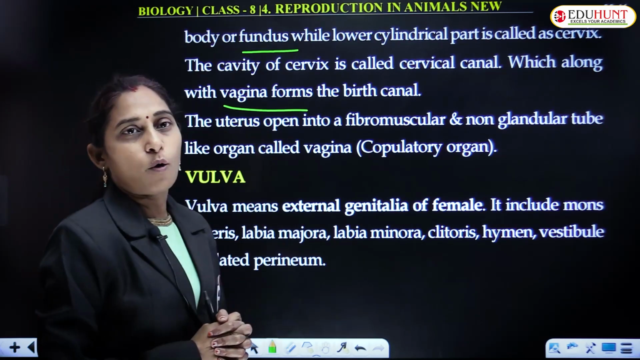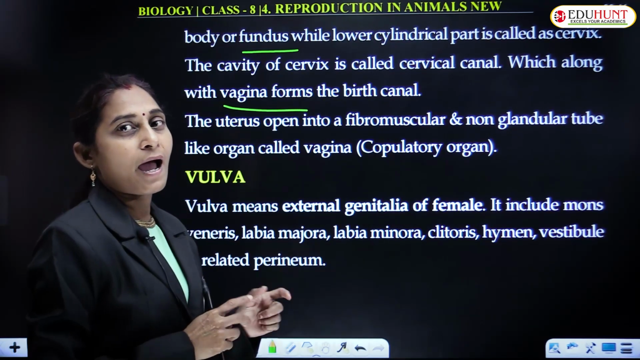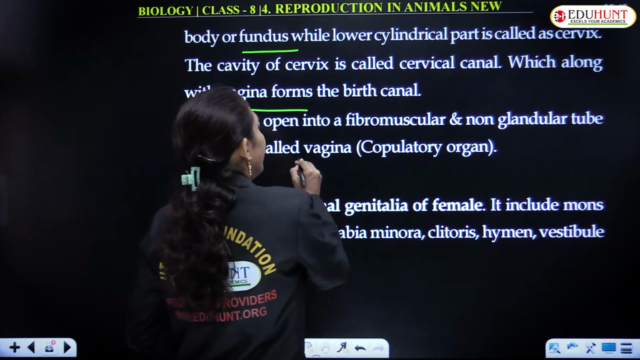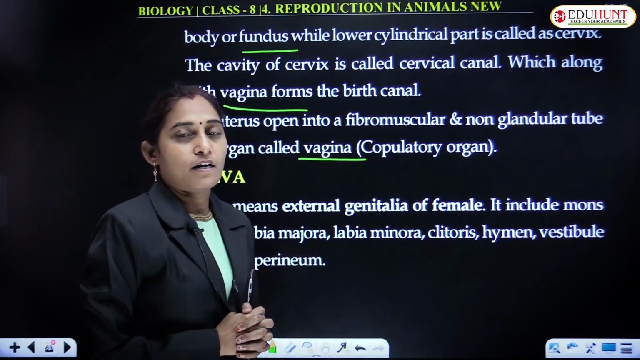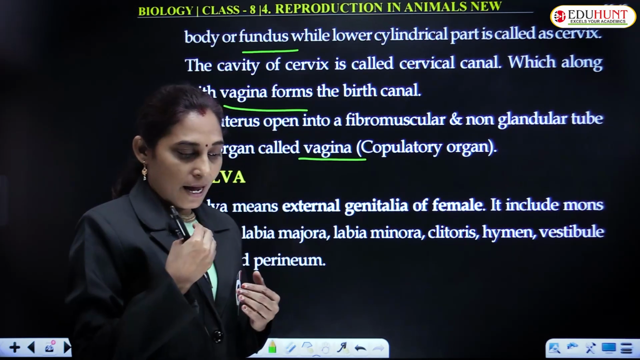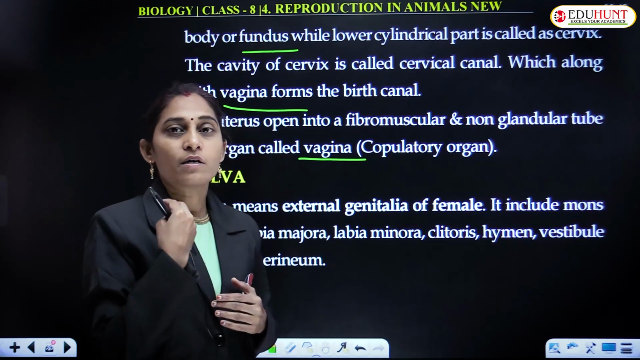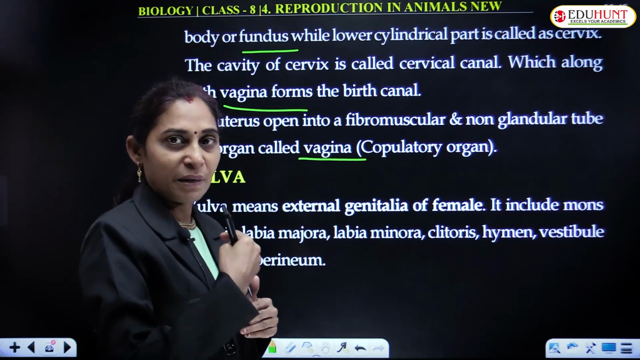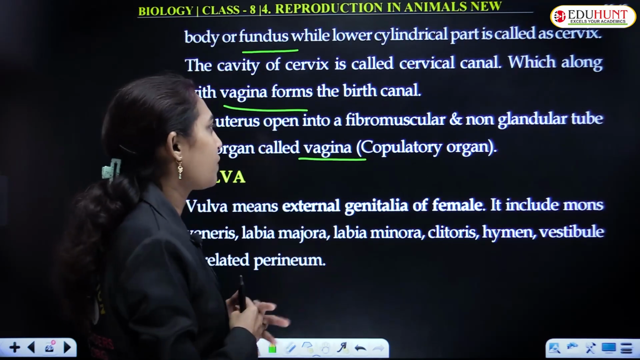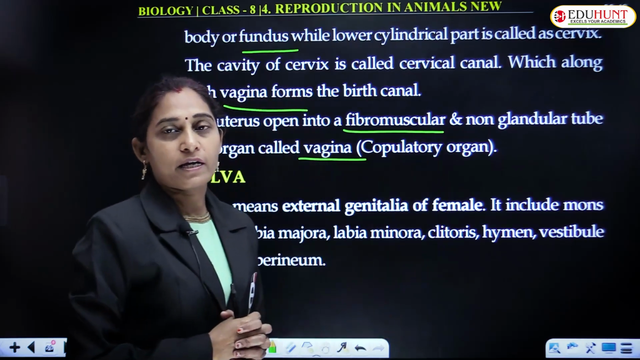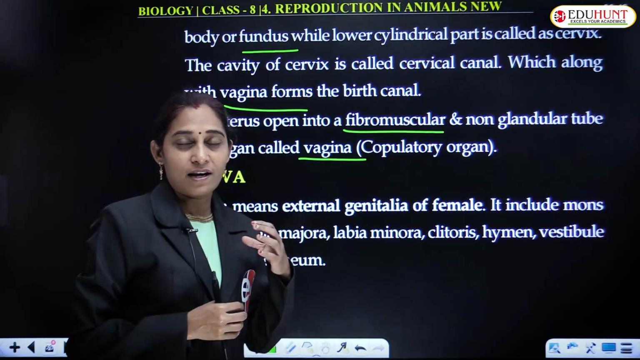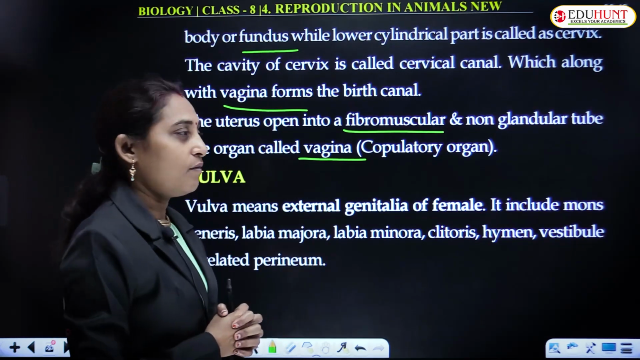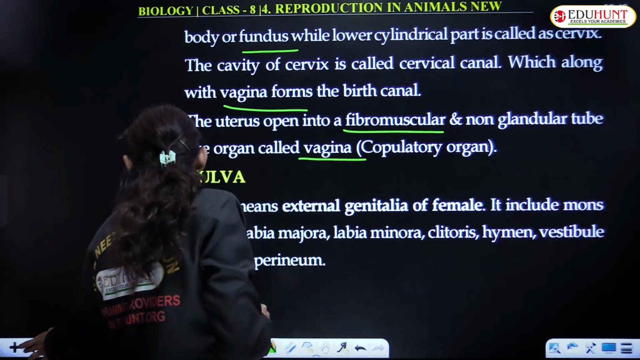The uterus opens into a fibromuscular, non-glandular, tube-like organ that is called the vagina. As I mentioned, it shows the way to the sperm. Vagina is the path or the area where the penis releases its sperm, and it is fibromuscular in nature. Muscular contractions and relaxations appear, and a fibrous structure is present around the vagina.